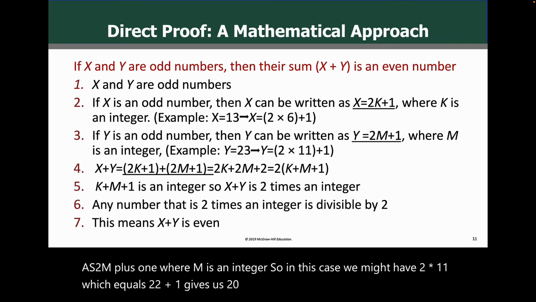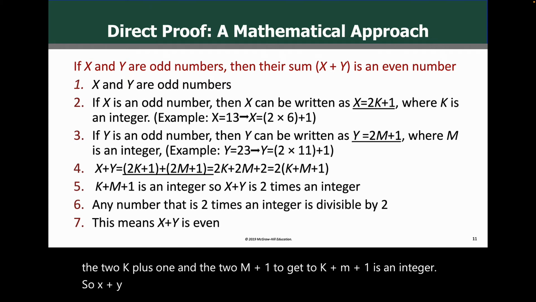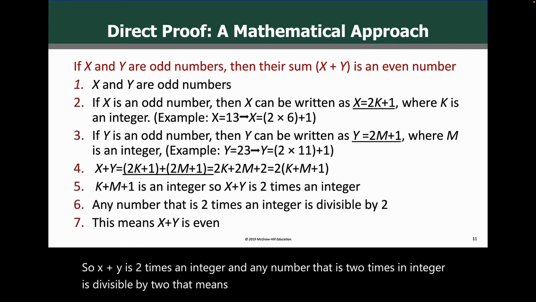Then you would have x plus y, taking the 2k plus 1 and the 2m plus 1, to get 2 times (k plus m plus 1), where k plus m plus 1 is an integer. So x plus y is 2 times an integer, and any number that is 2 times an integer is divisible by 2. That means x plus y is even.